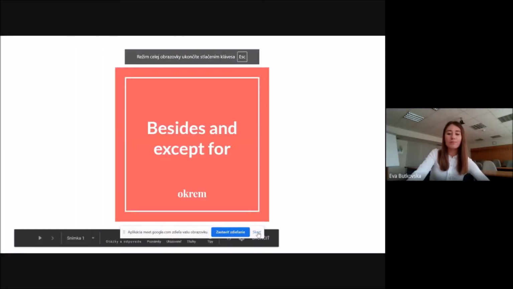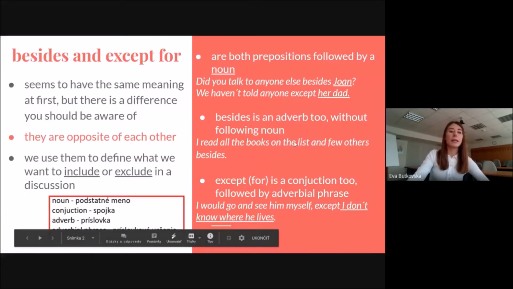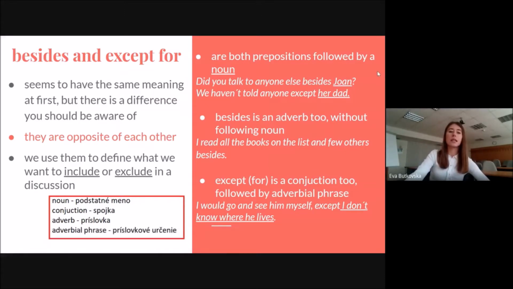Today's topic is besides and except for. So what are really besides and except for? They seem to have the same meaning at first, but there is a big difference you should be aware of. We could say that they are almost opposite to each other. We use them to define what we want to include and what we want to exclude in a discussion. So when we are talking about besides, we want to include something, and if we talk about except, we are excluding.